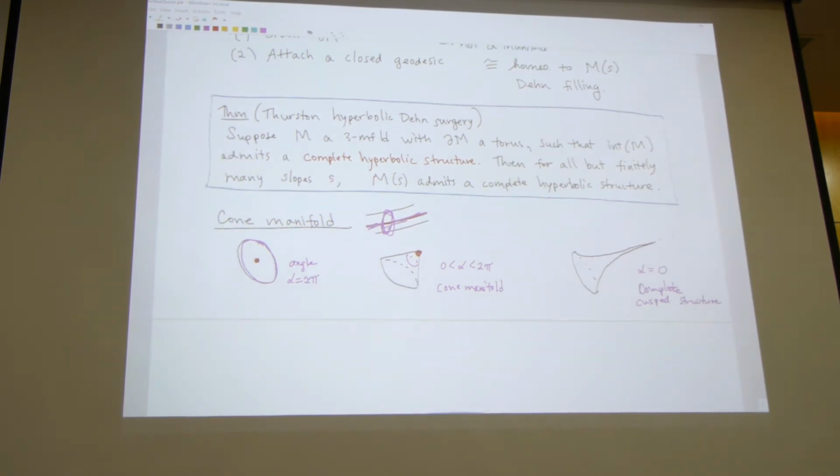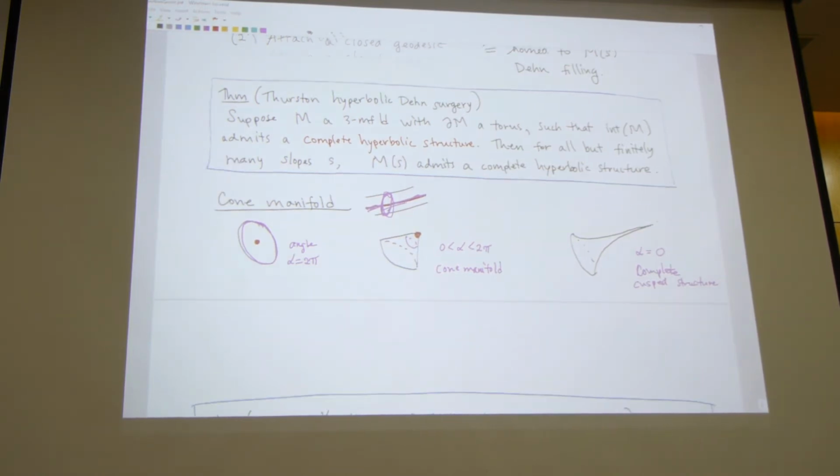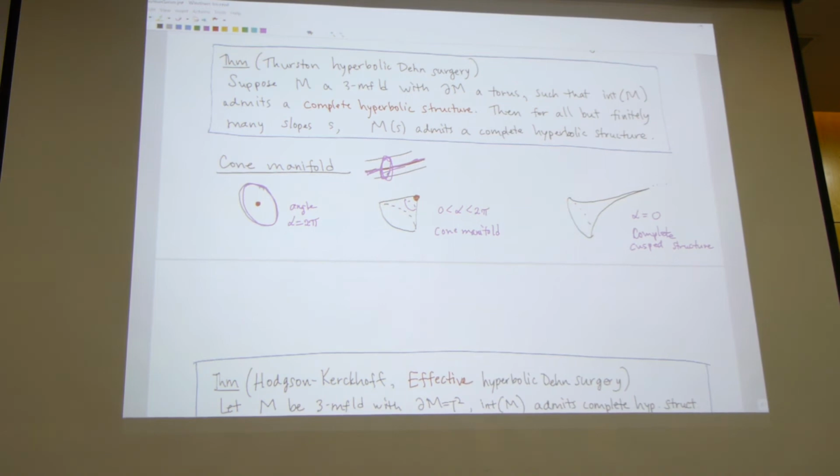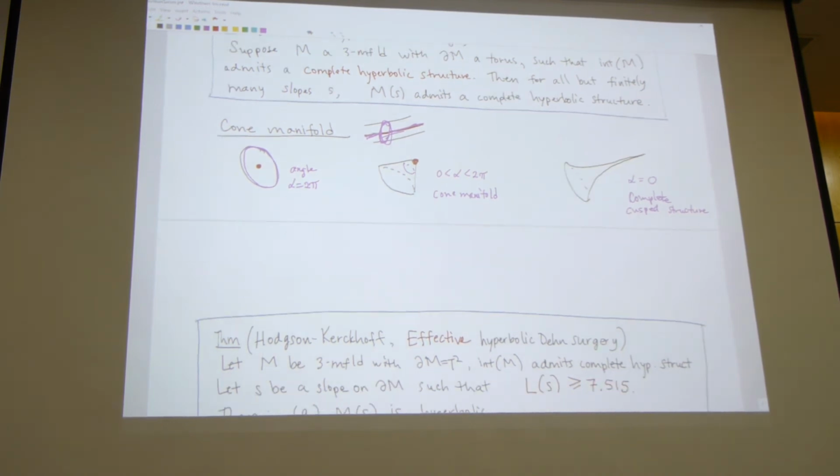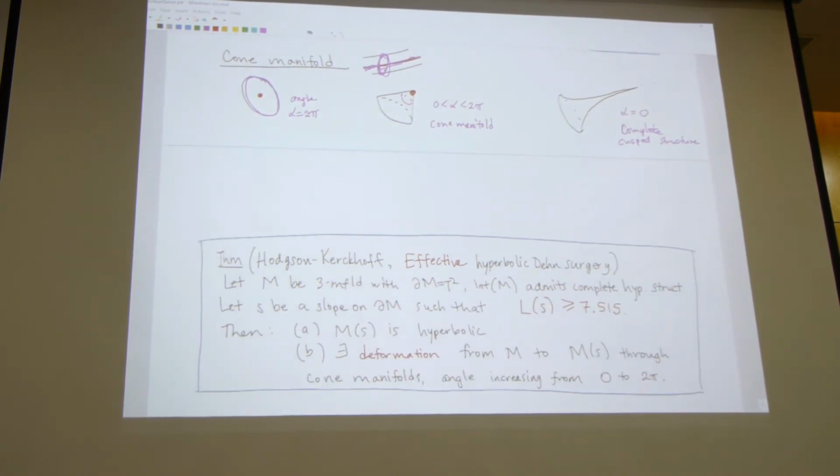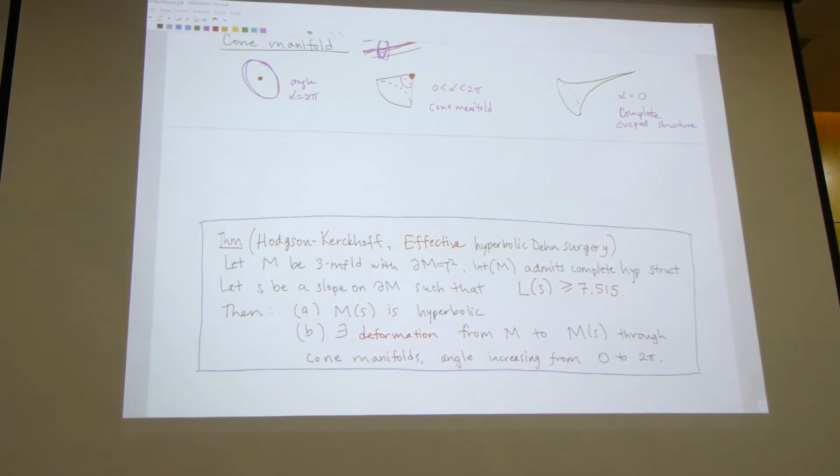Let's see, so what's next? I should say too, Thurston's hyperbolic Dehn surgery theorem is not an effective theorem. It just says that for all but finitely many slopes, you get a hyperbolic structure. It doesn't tell you which slopes. So this was investigated several years later by Hodgson and Kerckhoff. Using cone manifolds and these deformations through cone structures, they came up with an effective hyperbolic Dehn surgery theorem, which says the following.